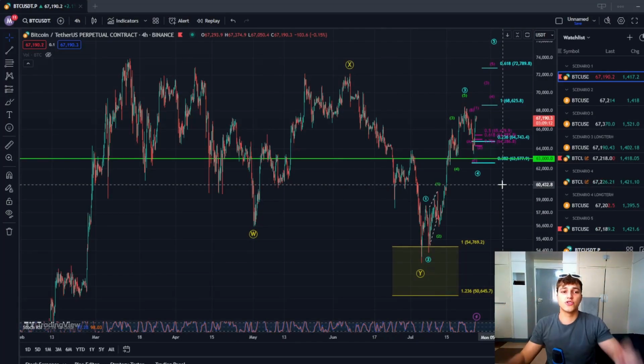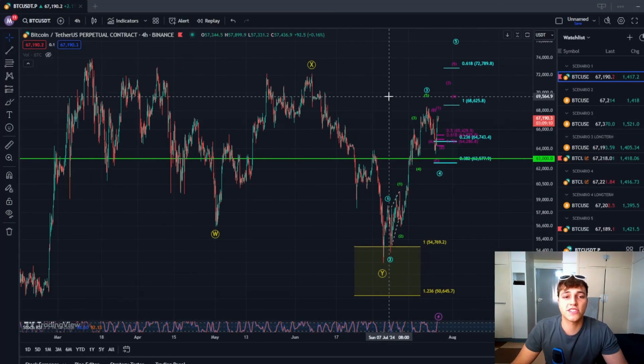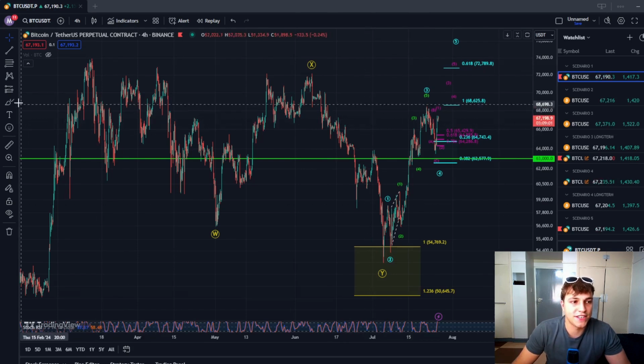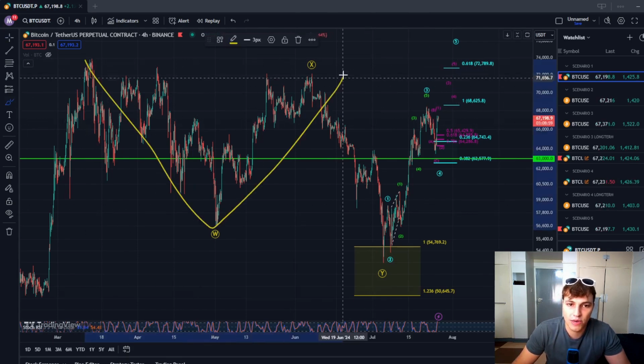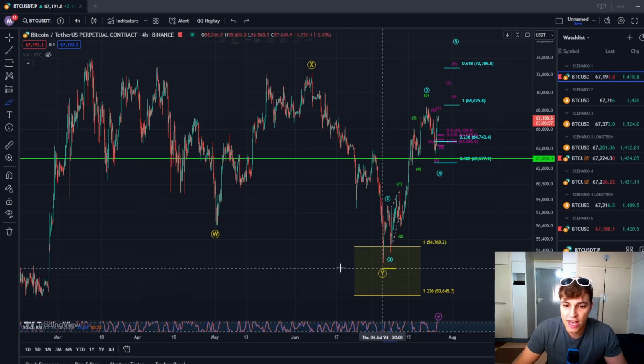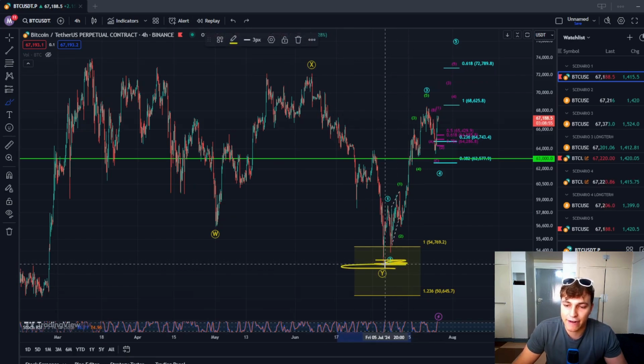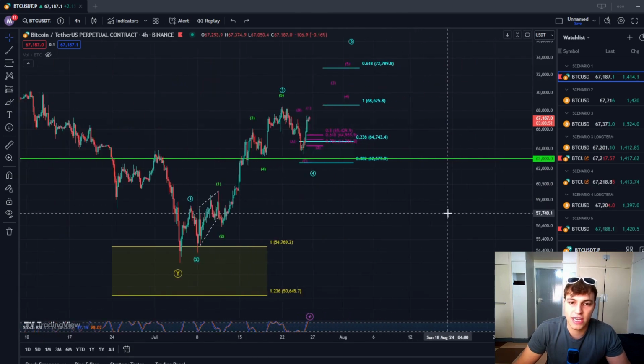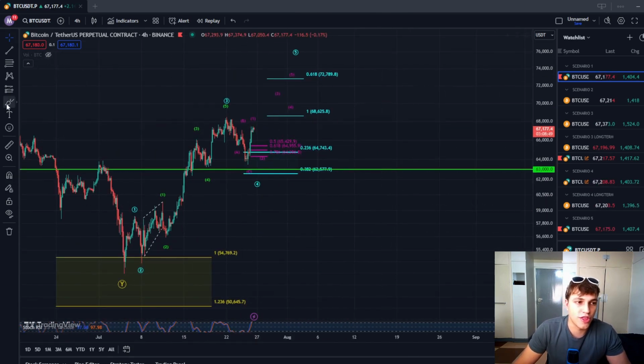Let's get into the charts. At the moment, we still have two scenarios possibly playing out, the bullish and bearish scenario. Starting with the bullish scenario, the WXY on the 4-hourly time frame is finished, and this low has been made at $53,200. From then, we should be seeing impulsive structures to the upside.